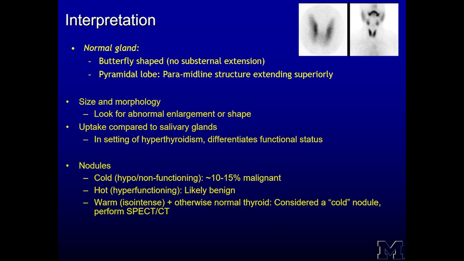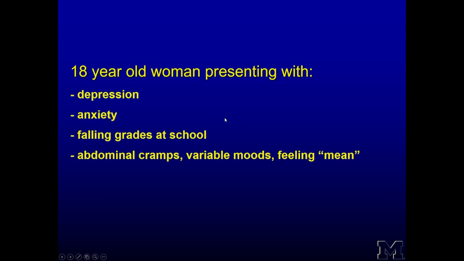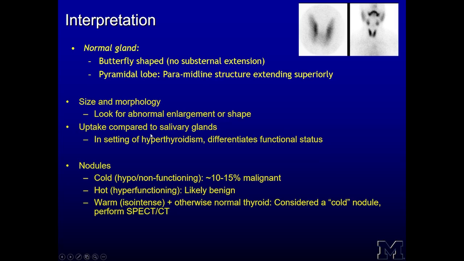So the interpretation of the thyroid scan: a normal gland is a butterfly-shaped gland with uniform radiotracer distribution in both thyroid lobes. And as you see, the uptake in the thyroid gland as compared to salivary glands should be very similar or slightly higher as compared to the salivary gland background. We look at the size and morphology of the thyroid gland, looking for abnormal enlargement or abnormal shape of the thyroid lobes, and we compare the uptake in the thyroid gland with the salivary glands.